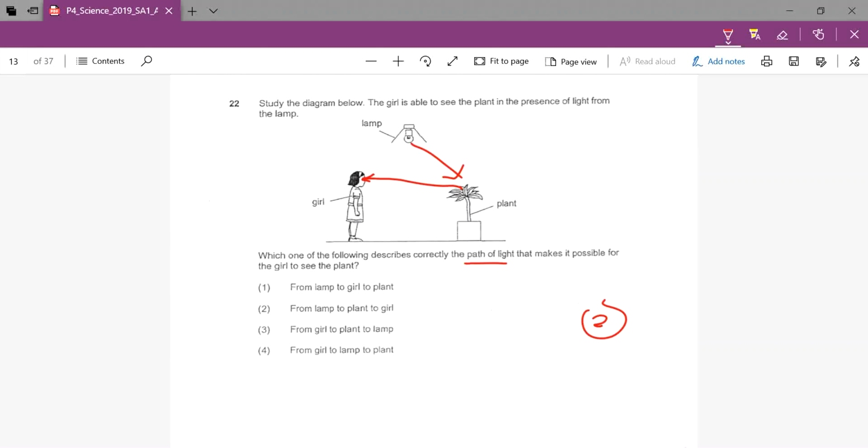Some students will make the mistake of drawing it the other way around, from the eyes to the plant, then to the lamp, which is very scary because this implies that the eyes are shooting out light. It's laser eyes. Oh my god, so scary. So the light always enters the eyes so that you can see the item. The line is supposed to be straight because light travels in a straight line.